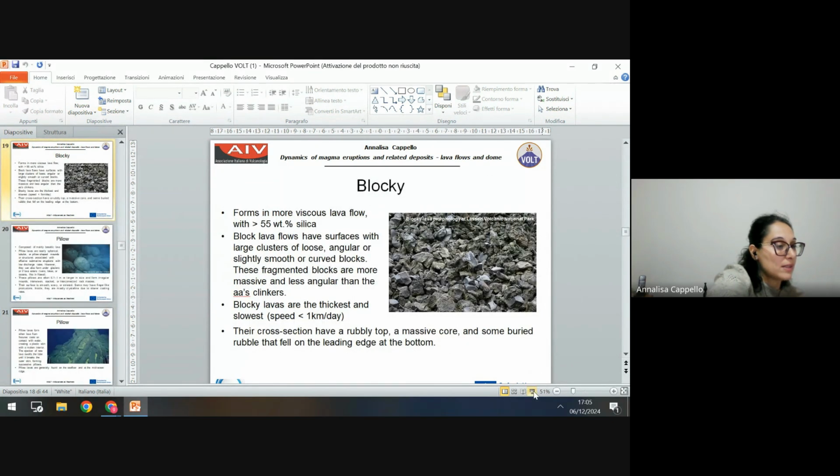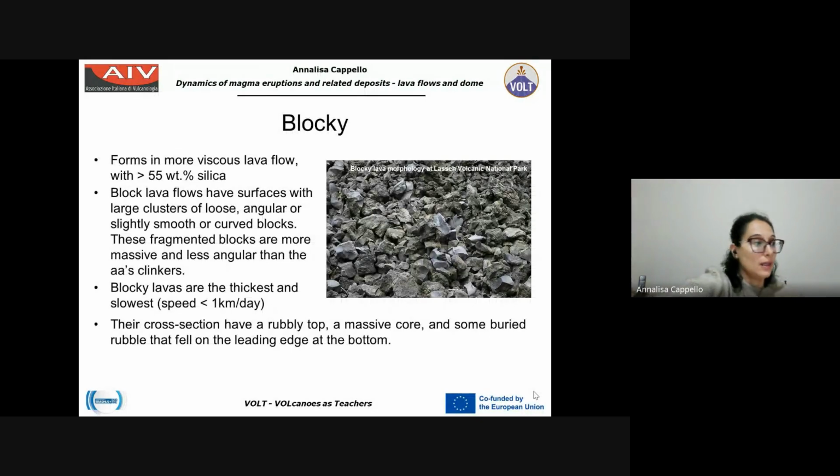Blocky lava is the last one for subaerial eruptions. This kind of lava forms in more viscous lava flows with a silica content higher than 55%.